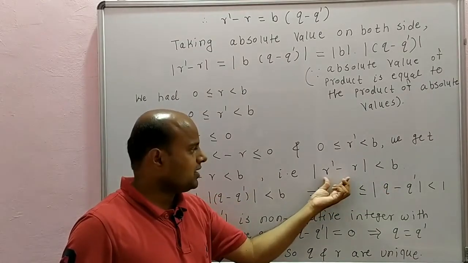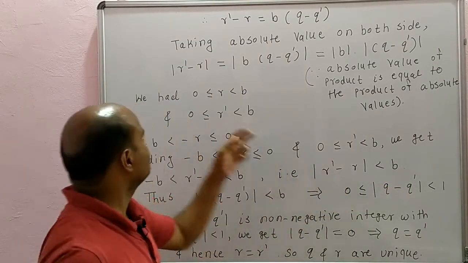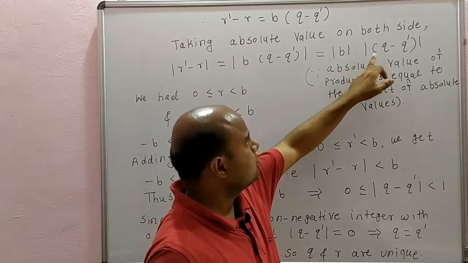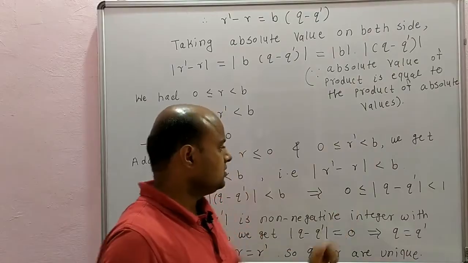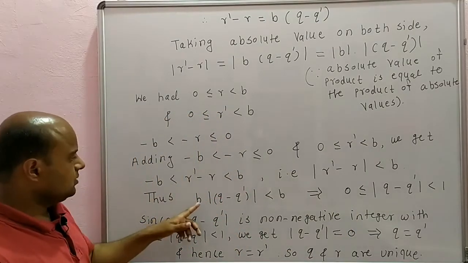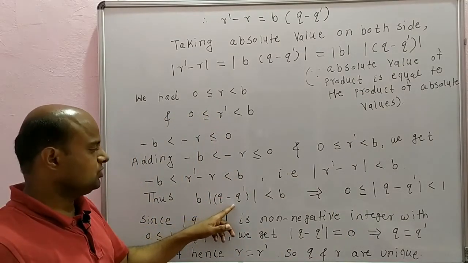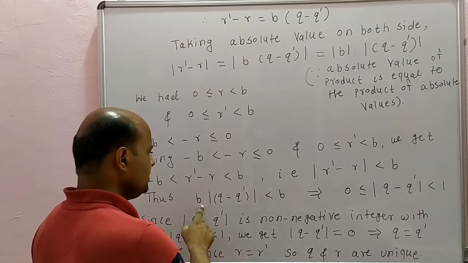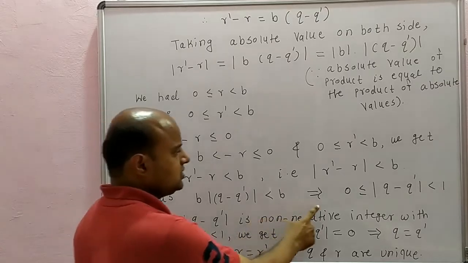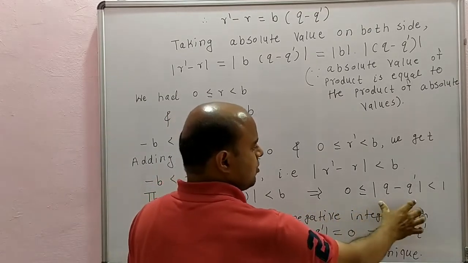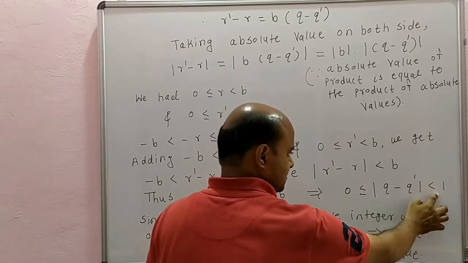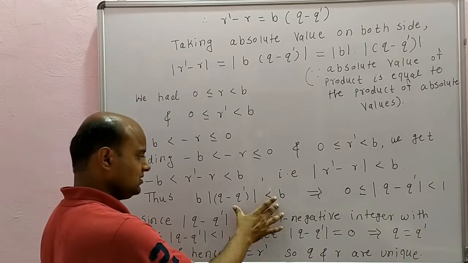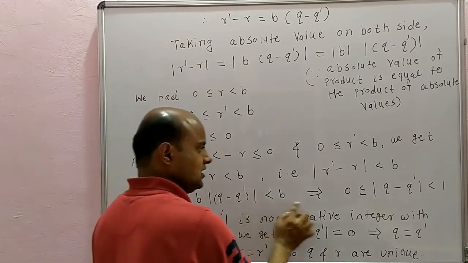But what is |R' − R|? It is B times |Q − Q'|. Therefore, B|Q − Q'| is less than B. B and B get cancelled. This gives 0 ≤ |Q − Q'| < 1. This inequality follows from this; B and B get cancelled, therefore |Q − Q'| is less than 1.